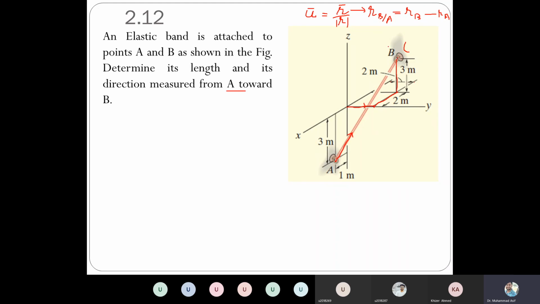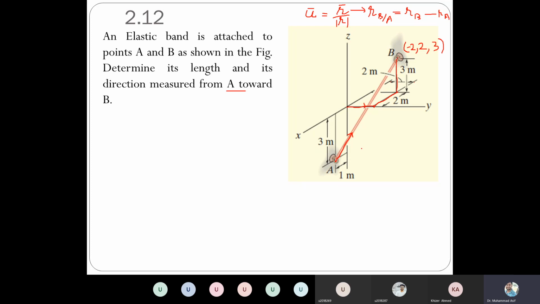So the coordinates of the point B: this is in the positive y direction, 2 meter, so 2j. And similarly, we move in the negative x direction, 2 meter, so minus 2i. So minus 2i plus 2j and then plus 3k. This is the position of point B.